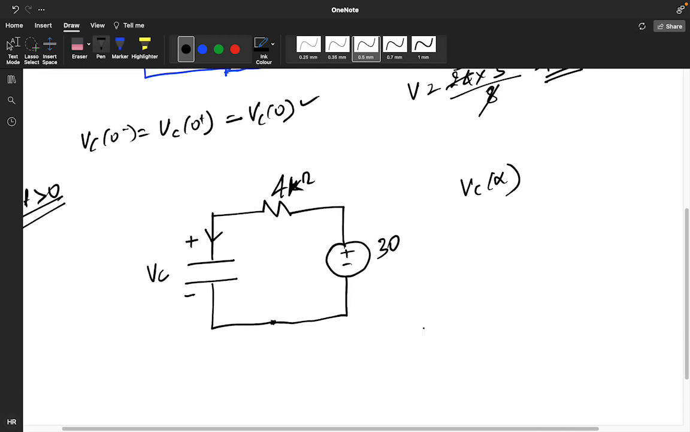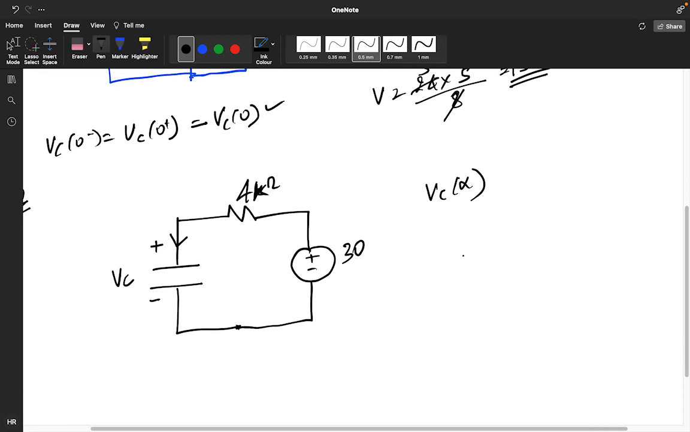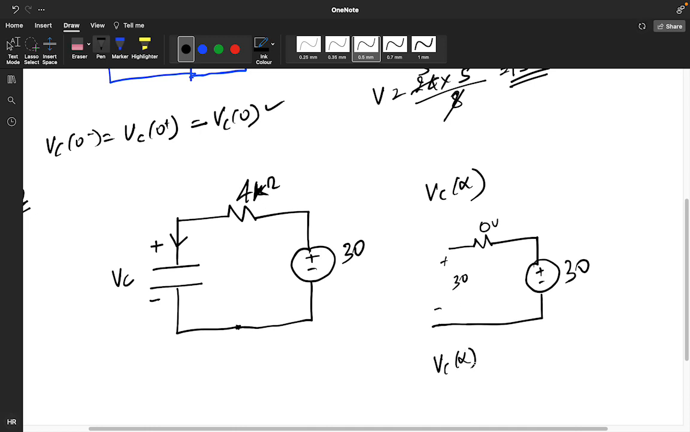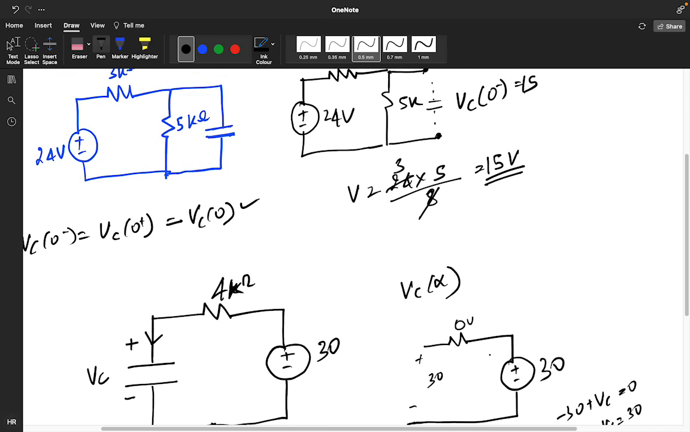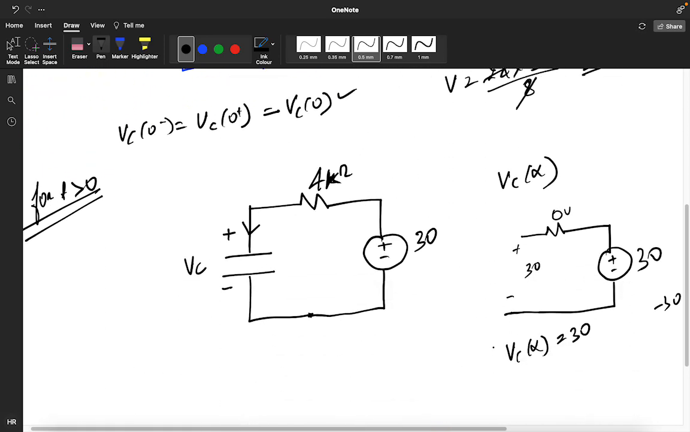VC of infinite, it will again get open circuit. So if it gets open circuit at infinite position, I am having a positive negative 30, and the current will be 0, so the voltage drop will be 0, and the same voltage will come across this 30. So VC infinite we are getting how much? Minus 30 plus VC is equals to 0, so VC infinite value we are getting 30, right? Now you need to find the value of R.